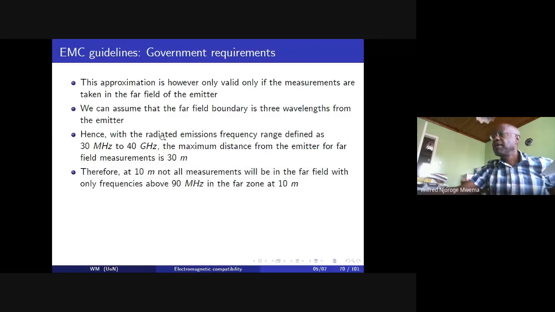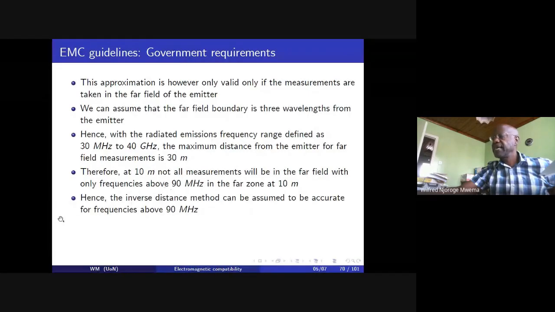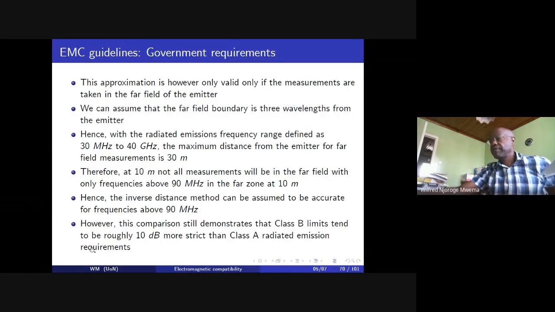Therefore, even the 10 meters that we use for all measurement will be in the far field only for frequencies that are above 90 megahertz at 10 meters. Hence, the inverse distance method can be assumed to be accurate only for these frequencies. However, the comparison still demonstrates that the Class B limits will tend to be roughly 10 dB stricter than the Class A radiated emission requirements.